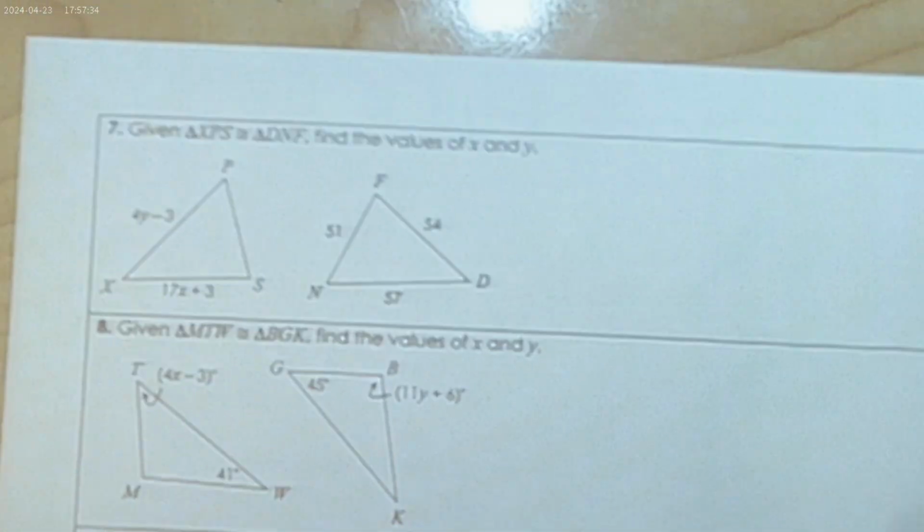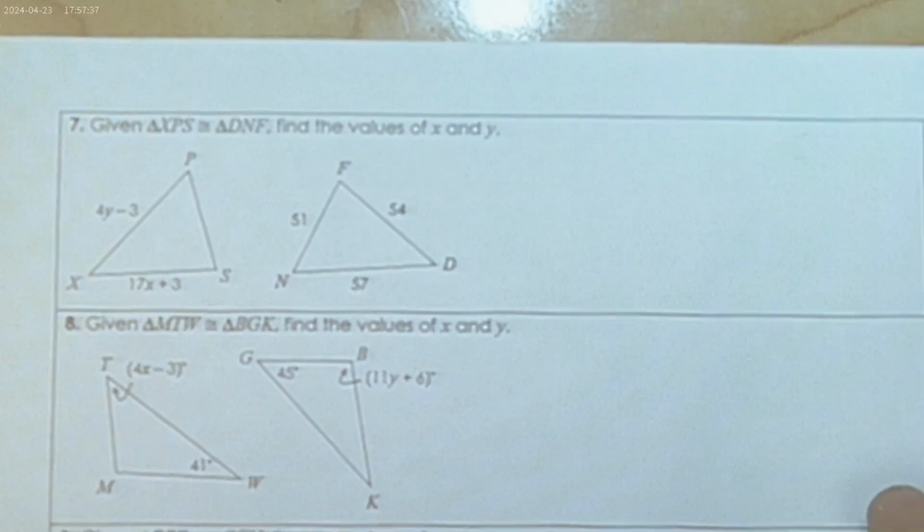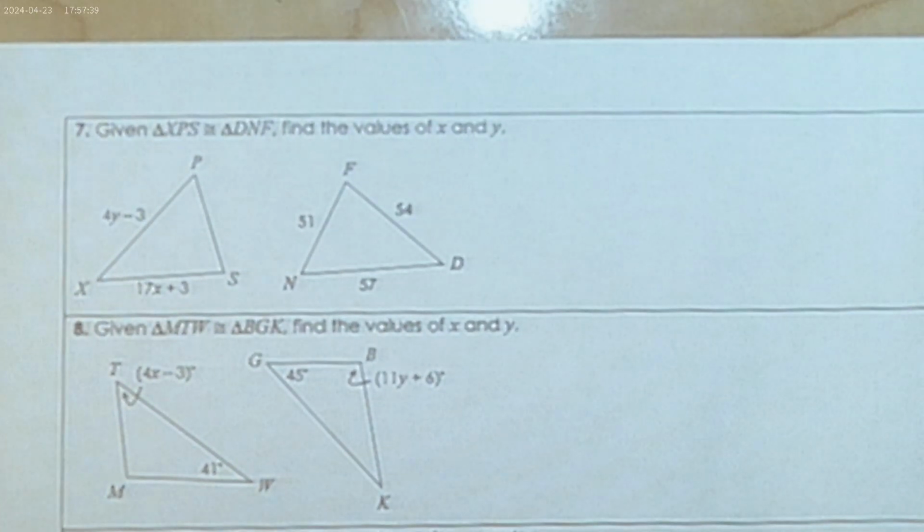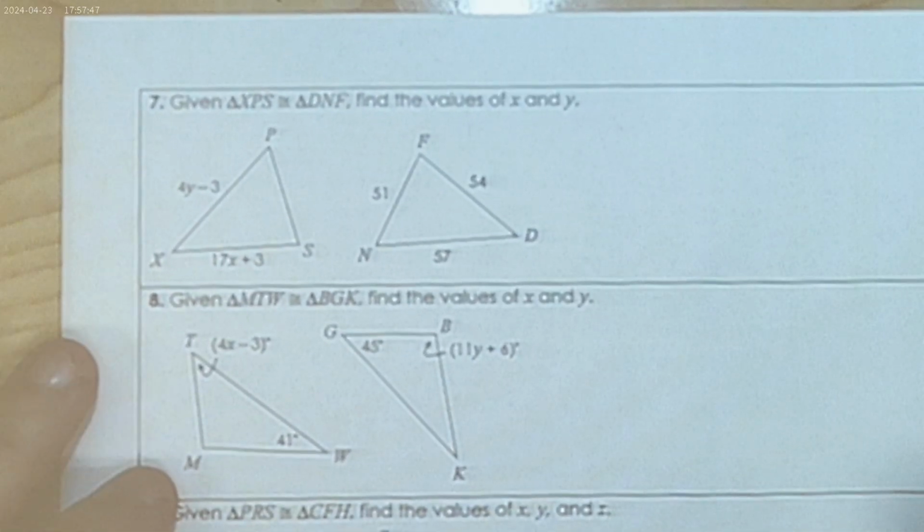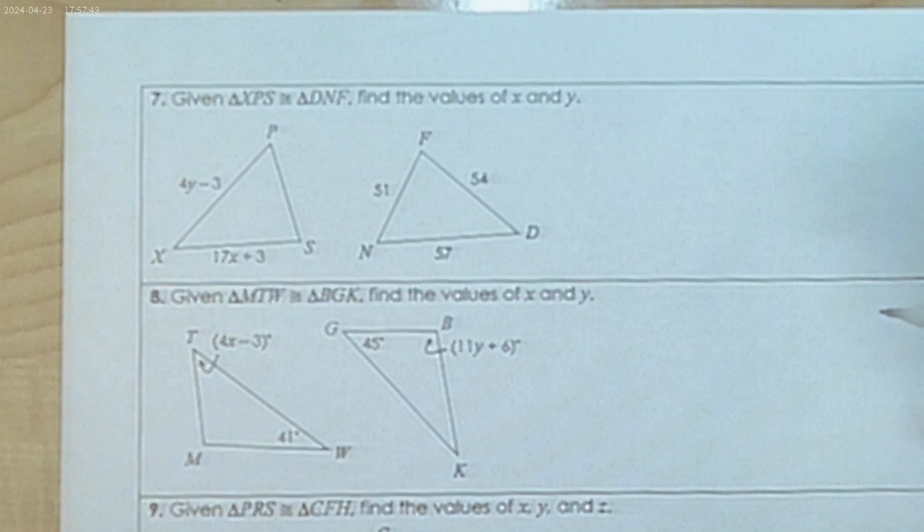Let's do another one, mostly because I'm feeling good about how that last one went, but also because there's another page. All right, well, this one's not as entertaining, but we'll still work with it. Given that XPS is congruent with DNF, find the values of X and Y.